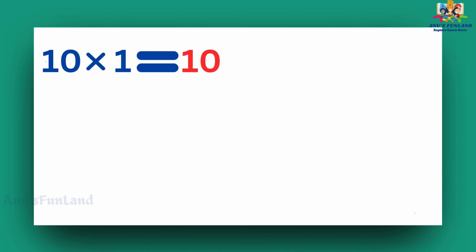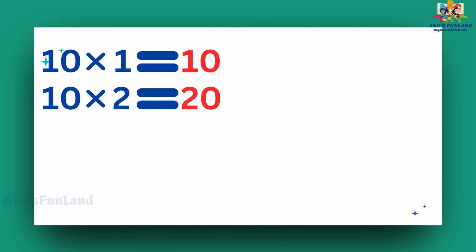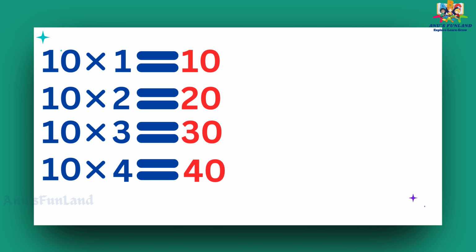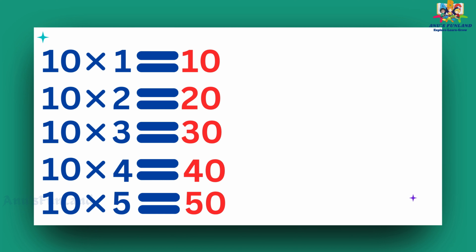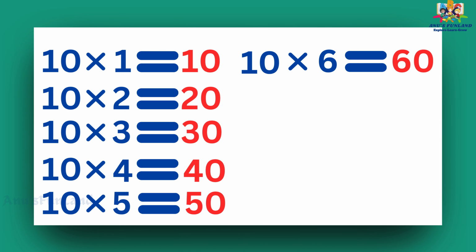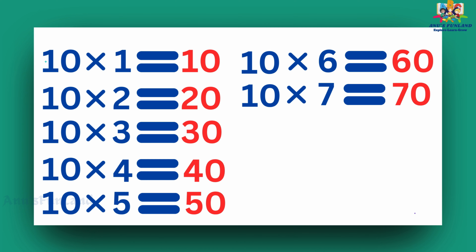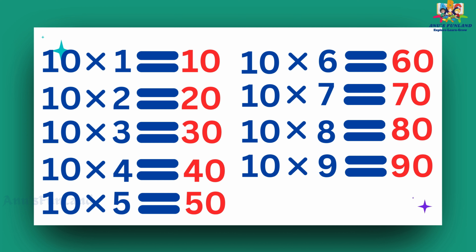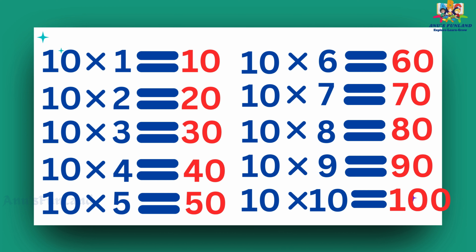10 ones are 10. 10 twos are 20. 10 threes are 30. 10 fours are 40. 10 fives are 50. 10 sixes are 60. 10 sevens are 70. 10 eights are 80. 10 nines are 90. 10 tens are 100.